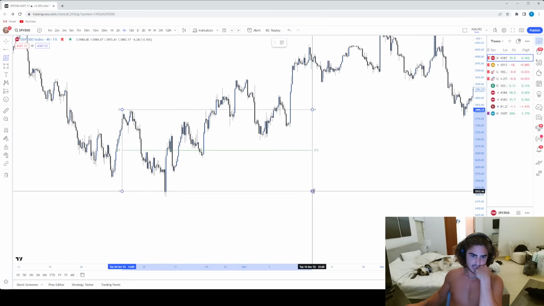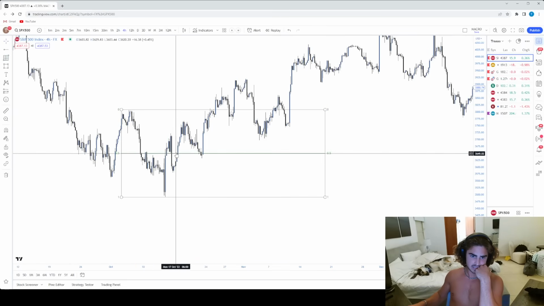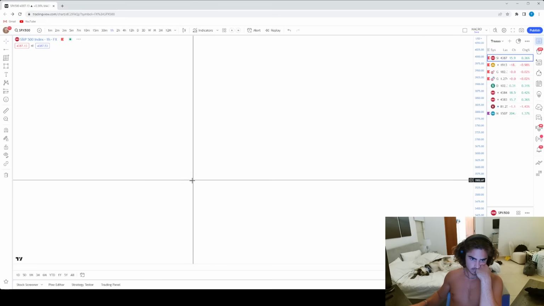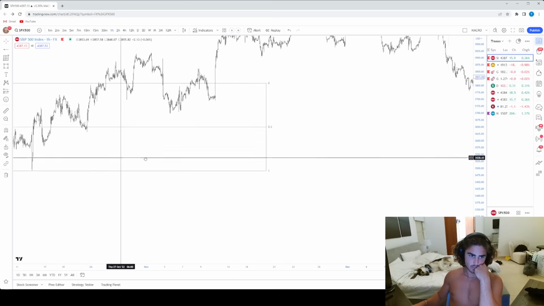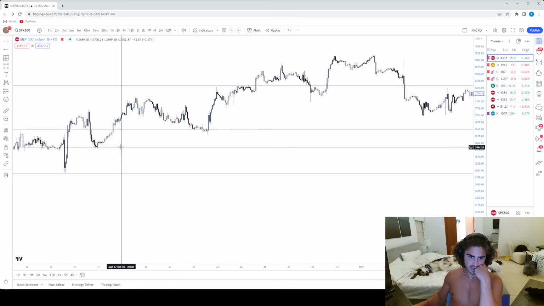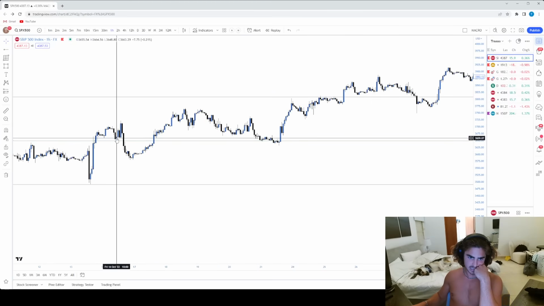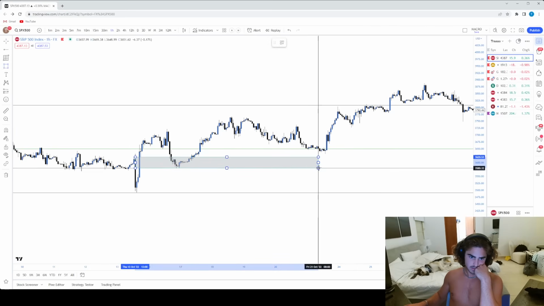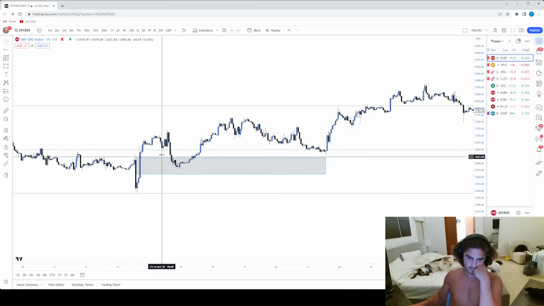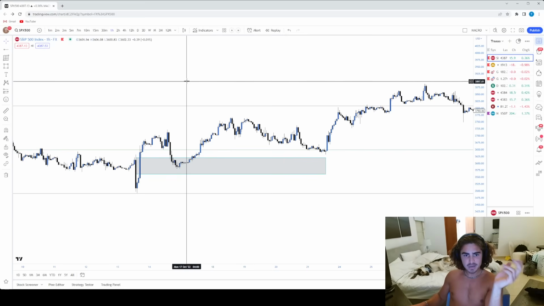Boom. High, down to the low. This, equilibrium. Scale down to the 1 hour. You can find trades off of this. Break of structure. Where can you trade it into? This imbalance. There's money to be made, bro.